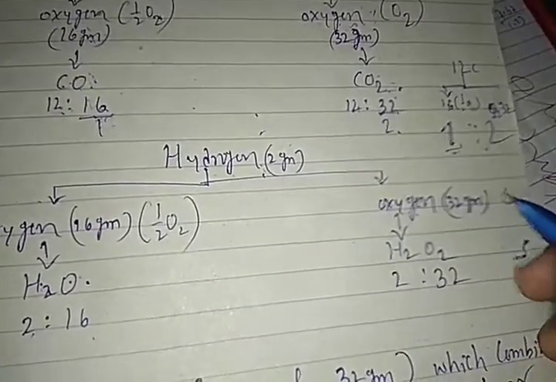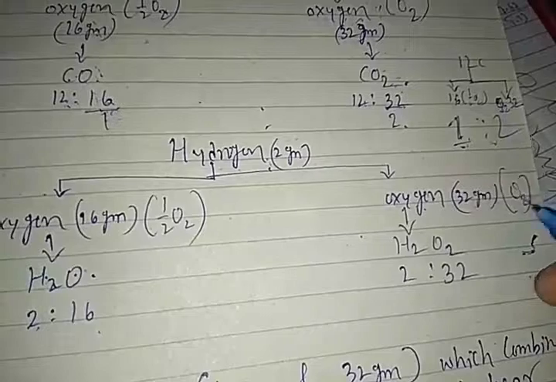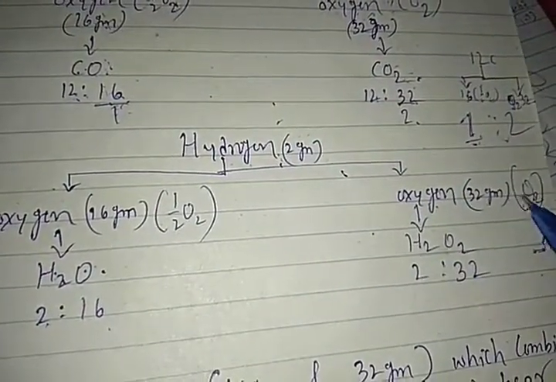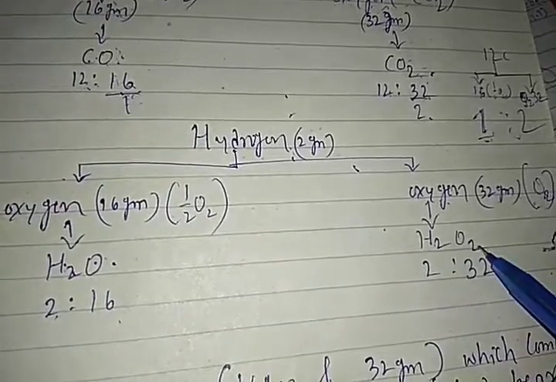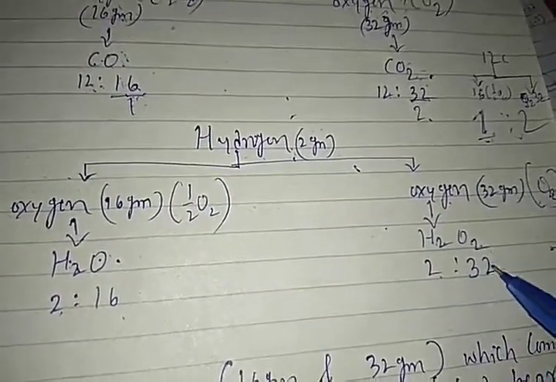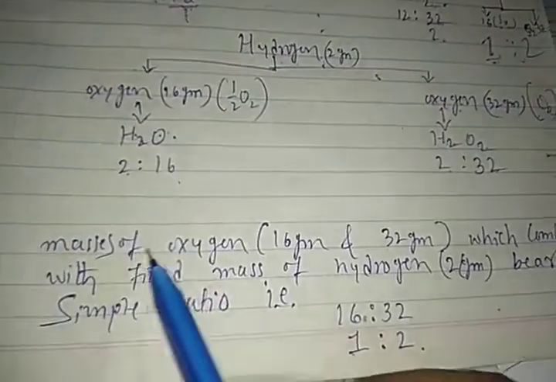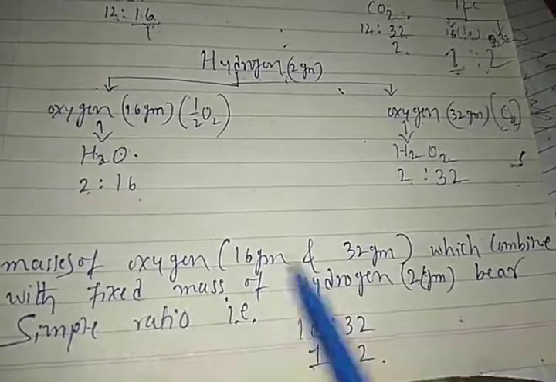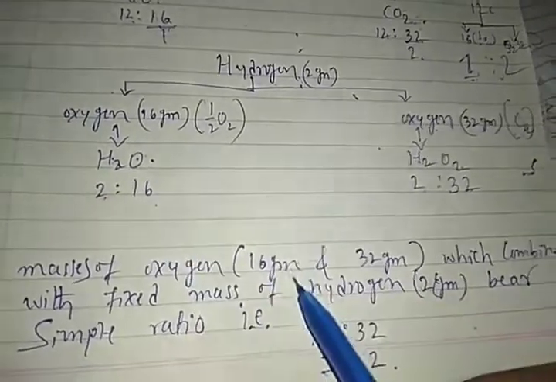It means here oxygen reacts in the O2 form. Hydrogen reacts with the O2 oxygen molecules, so it forms H2 and O2. Here the H2 mass is 2 gram and the oxygen mass is 32 gram. Right, students? Let's see. The mass of oxygen is 16 gram in H2O.